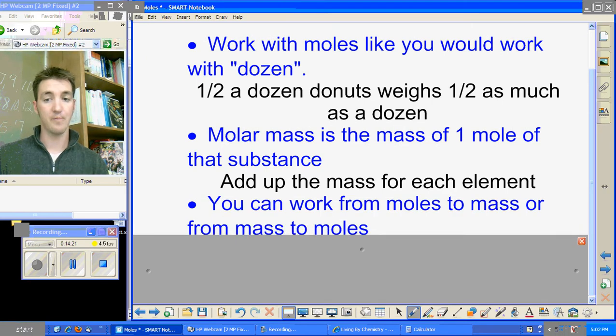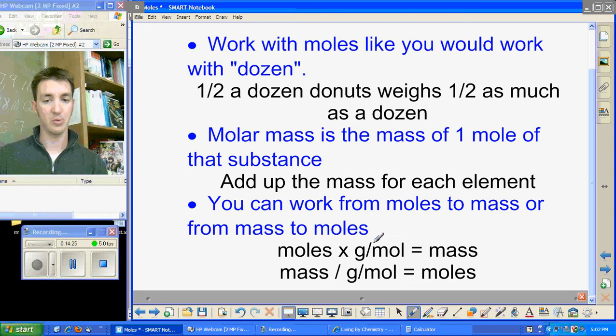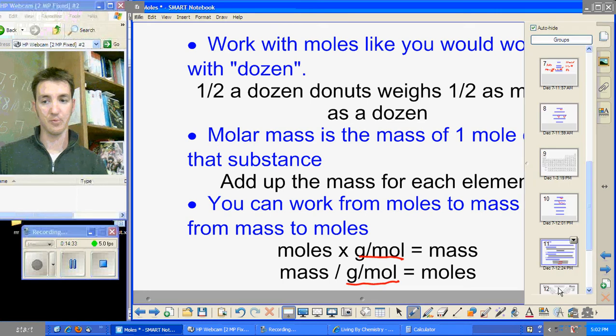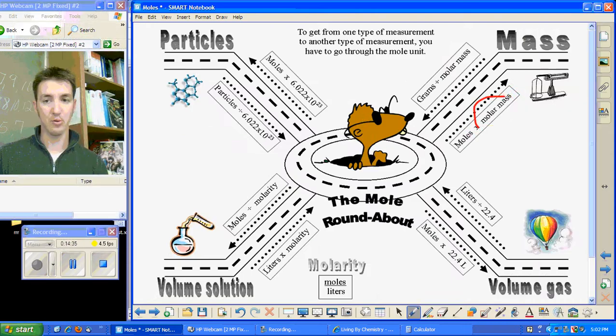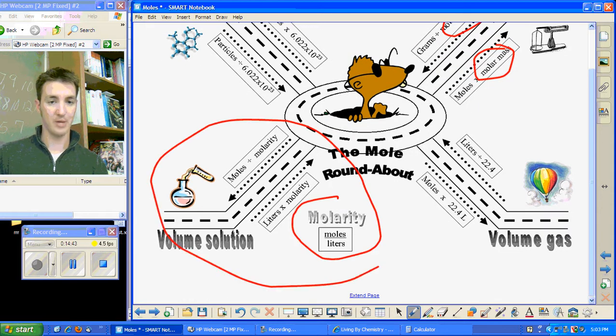You can work from moles to mass or mass to moles. So going one way, you're going to multiply by the molar mass. Going the other way, you're going to divide by molar mass. But the key is, anytime you're working back and forth between these, on both of these, you have to know the molar mass. Now, what we're going to look at next time is molarities. We'll be working in this corner as a whole.